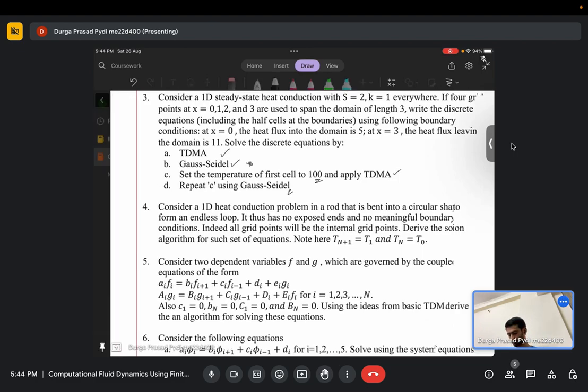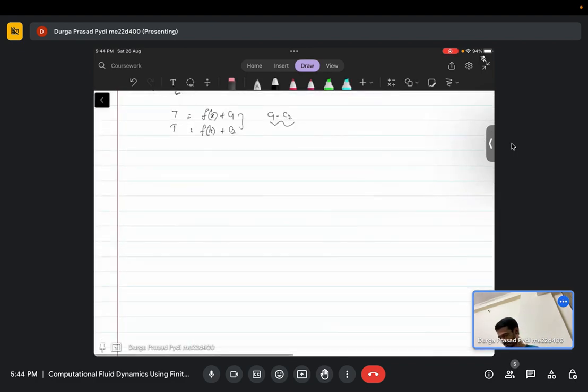So maybe I'll just draw it. You have something like this, a rod. This is my 0 cell, this is my n cell.